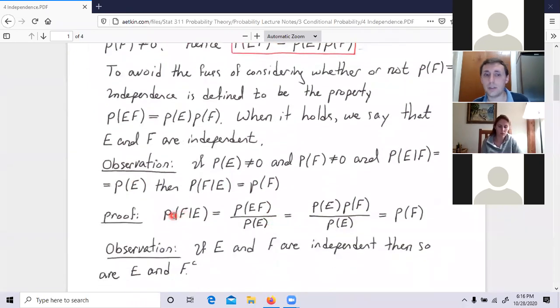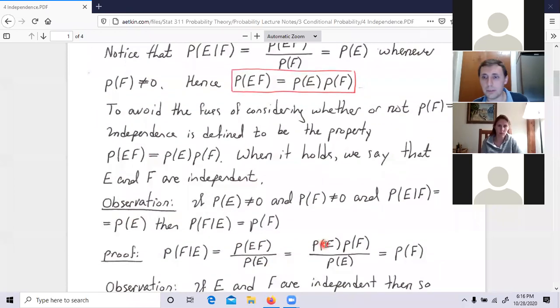Here is the calculation. Look at it. The probability of F given E is the probability of EF divided by the probability of E. Now the numerator I can write as the probability of E multiplied by the probability of F, divided by the probability of E, which I can then cross out and I get the probability of F. You see that? So I can verify that algebraically.